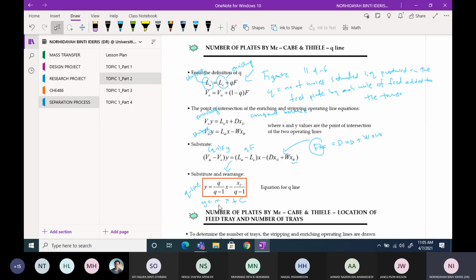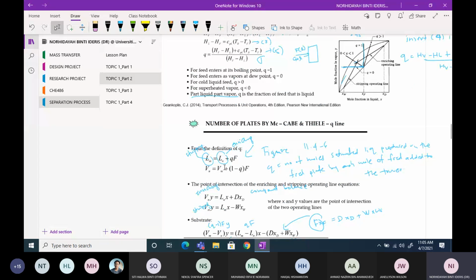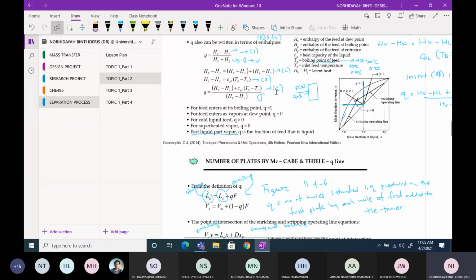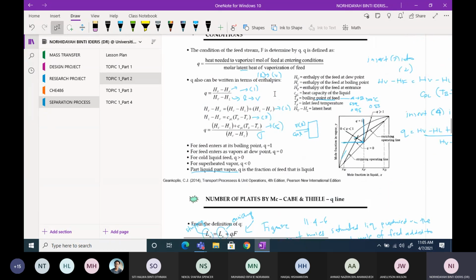Okay, so your slope is equal to q over q minus 1. So in order for you to plot a q line, after you calculate the q from this equation 5, you first need to calculate the value of q. So you look at what information is given.